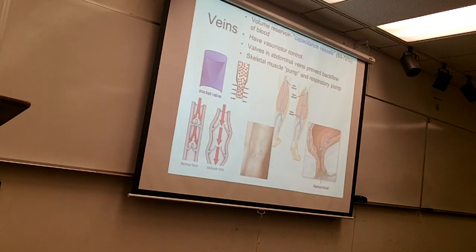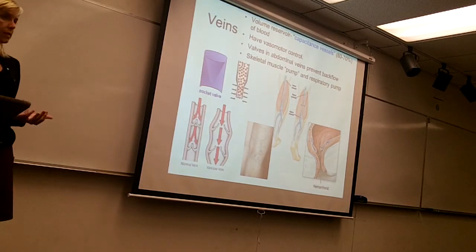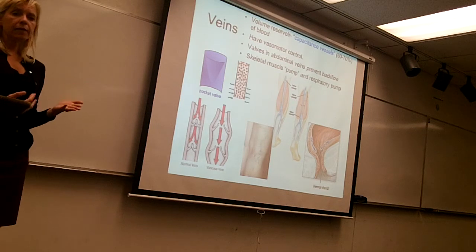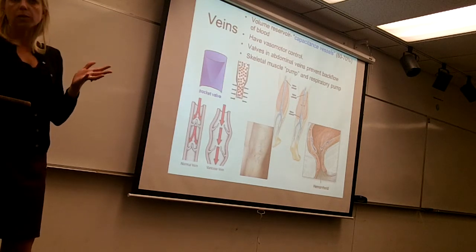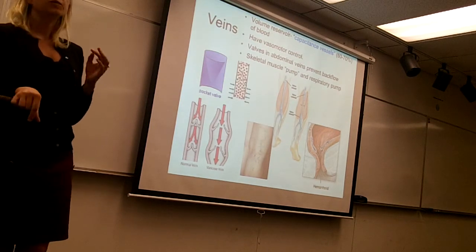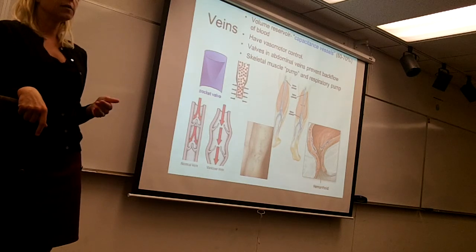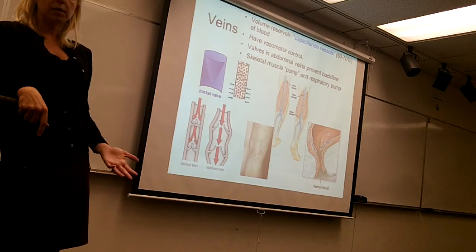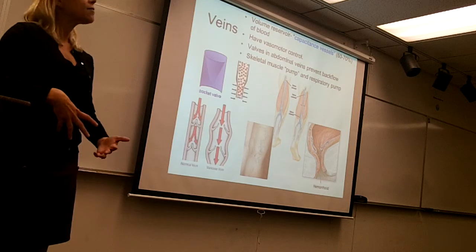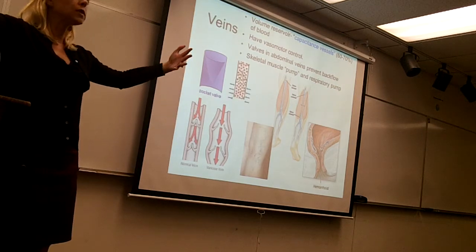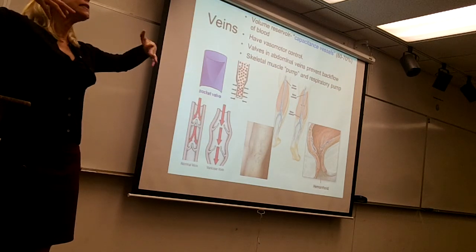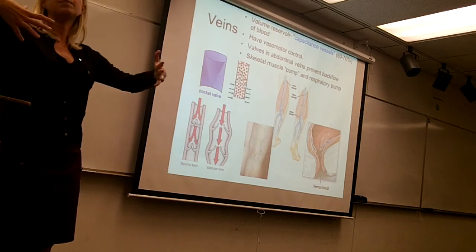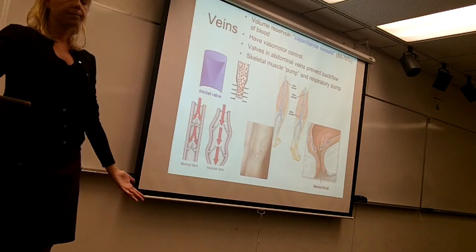Now we're moving back to the veins. The veins are going to be your capacitance vessels. That means at any given time, about 70% of your blood is found stored in the veins. They are called your capacitance vessels, meaning they have the capacity to hold a lot of blood. They're very distensible. They can keep accumulating blood.